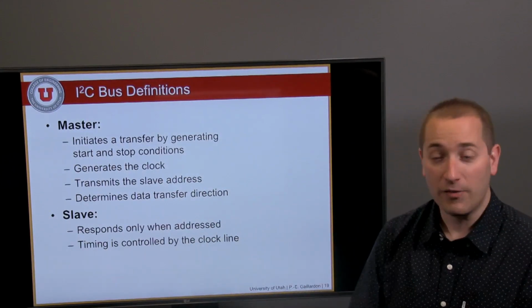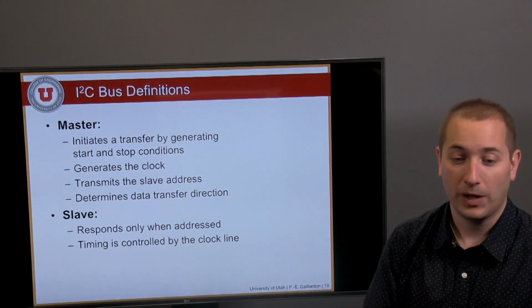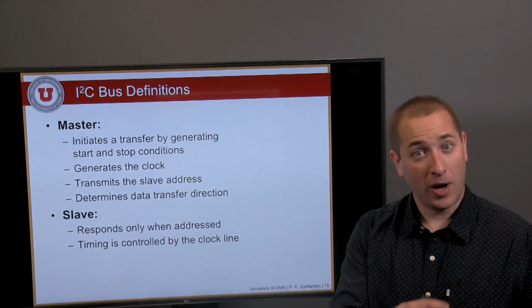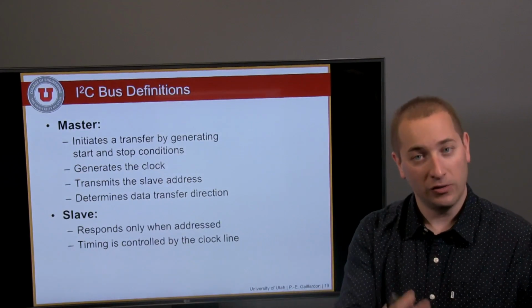has transmitted the slave address of that specific slave. Its timing will be controlled by the clock line. The master drives the clock line, the slave will listen and synchronize to it.